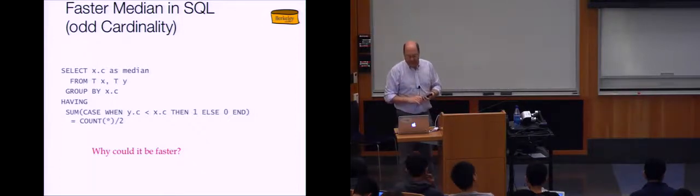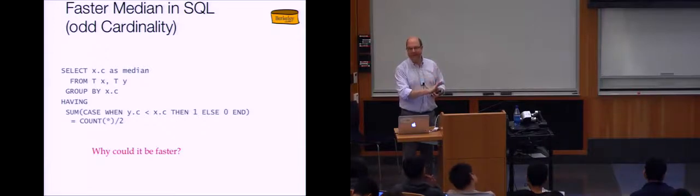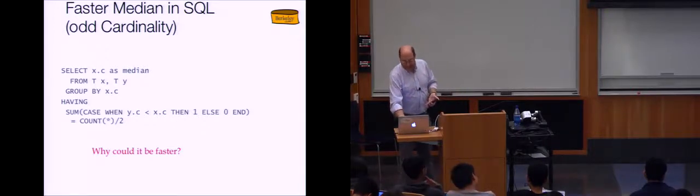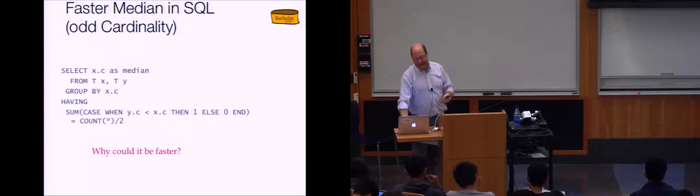Okay? So does that make sense? And again, check whether I'm off by one. I might miss one here. Okay. So that's if it's odd cardinality. Now, the one I was supposed to show you is this one here. And this is why I did the simpler ones first.